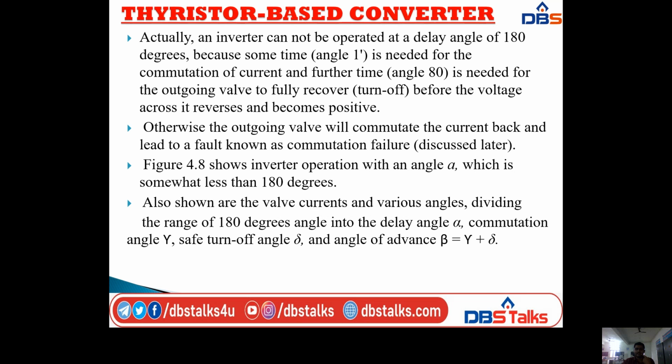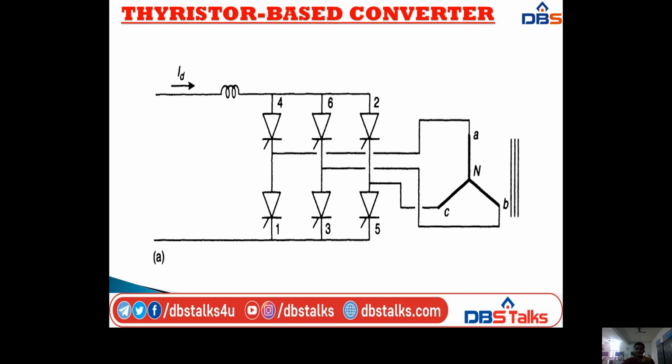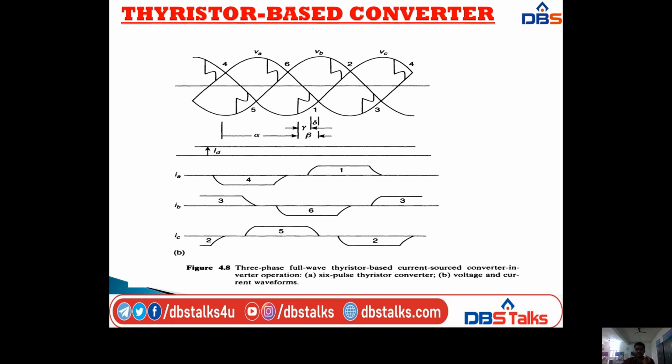So it will give the inverter operation with an angle alpha which is less than 180 degrees. Okay. And next these are the waveforms. First is for the 6-pulse thyristor converter operation, and next is for the voltage and current waveforms. The first waveform gives the 6-pulse thyristor converter operation. So that means the voltage and current waveforms it will give.